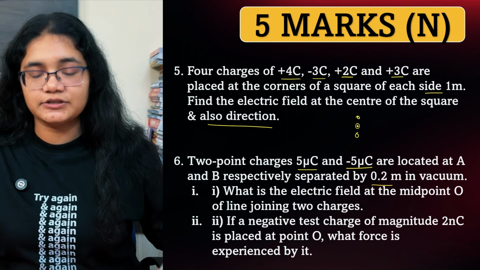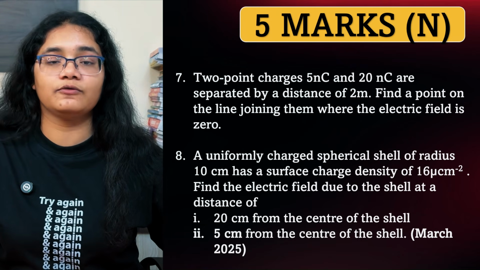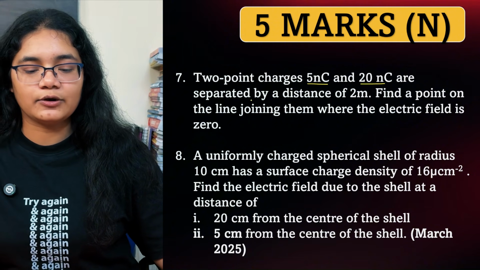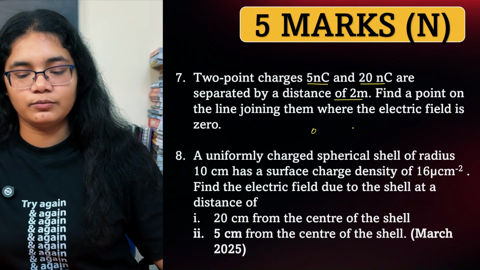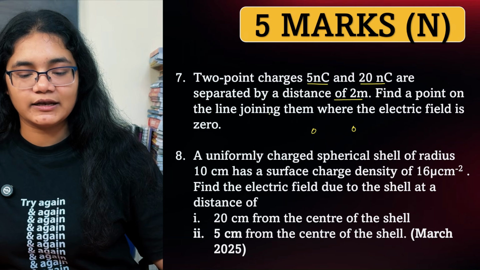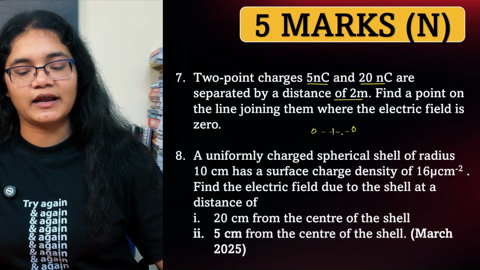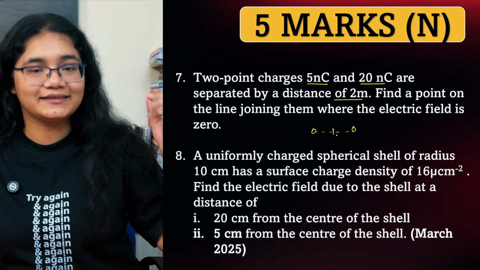So all these questions can be solved from the formulas that you know from this chapter. Two point charges 5 nanocoulomb and 20 nanocoulomb are separated by a distance of 2 meter, right? Find a point on the line joining them where the electric field is 0. So in between these, you have to find a place where the electric field is 0.